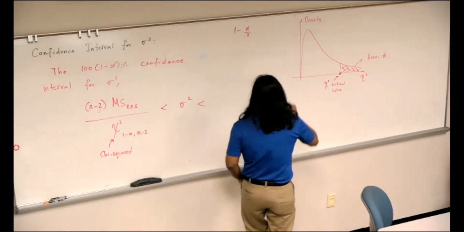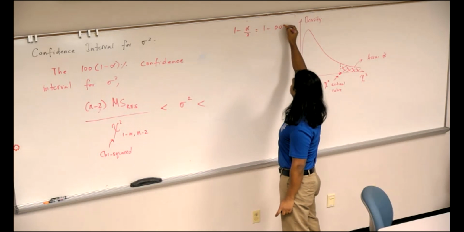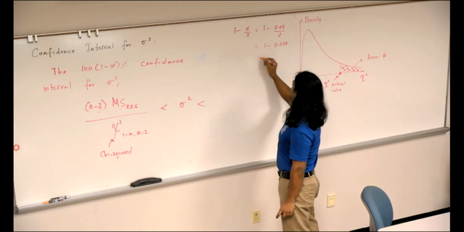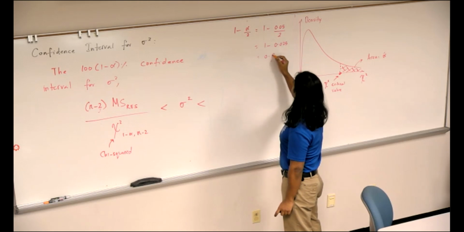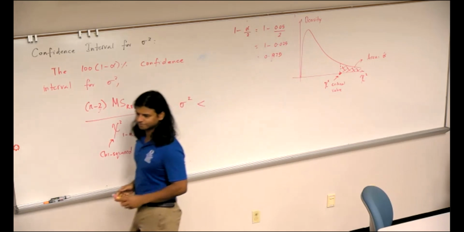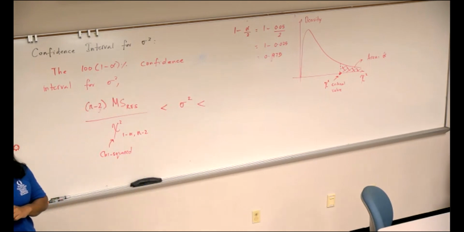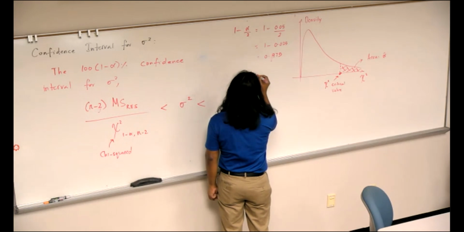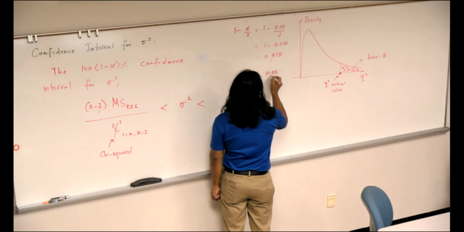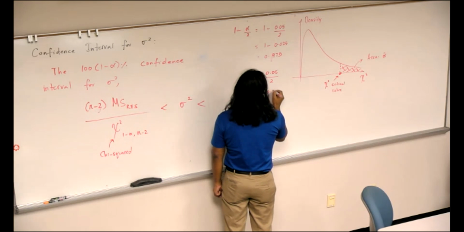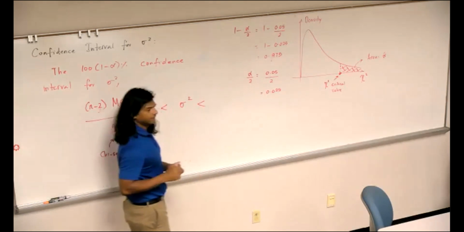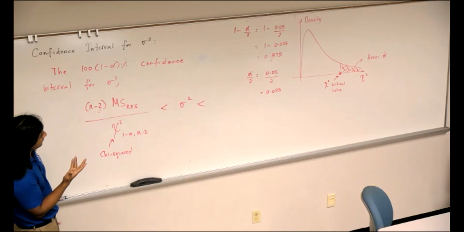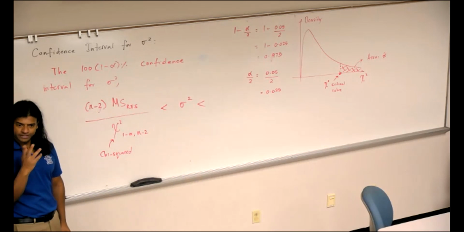And what is 1 minus alpha over 2? 1 minus 0.05 divided by 2. I will get 0.975. Okay. So if I use alpha divided by 2, I would end up getting 0.05 divided by 2, which is 0.025. Good. So I will have alpha over 2 and 1 minus alpha over 2, which would be 0.975.